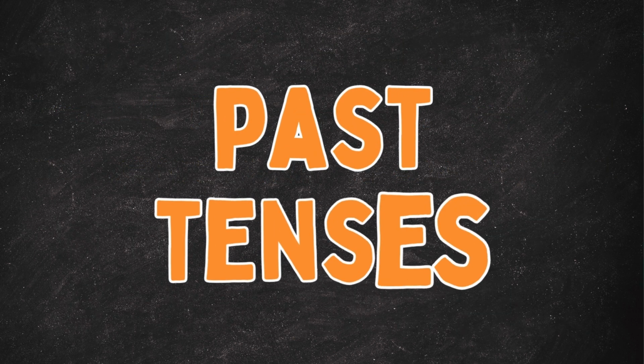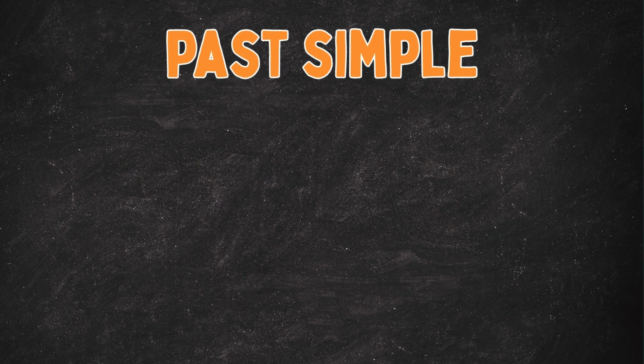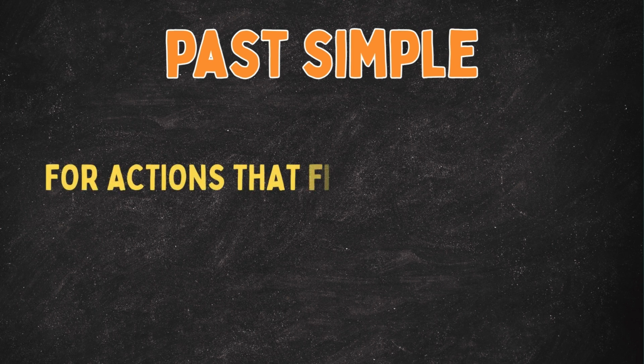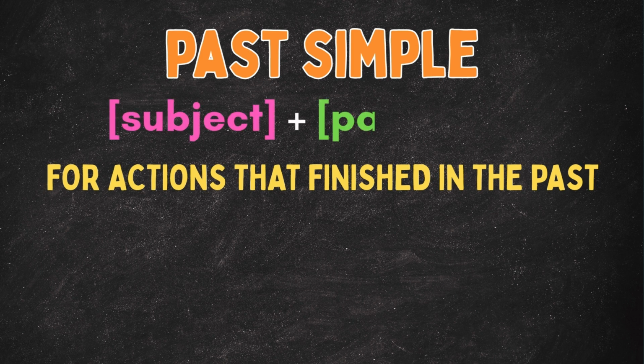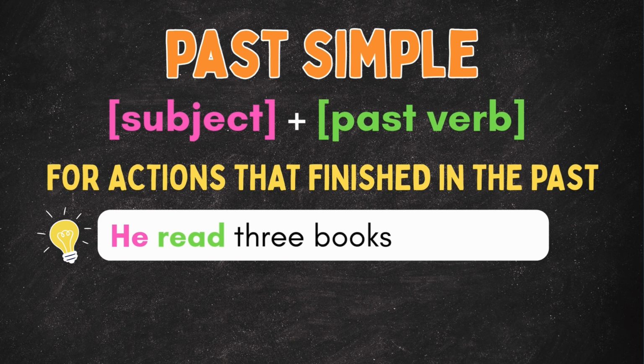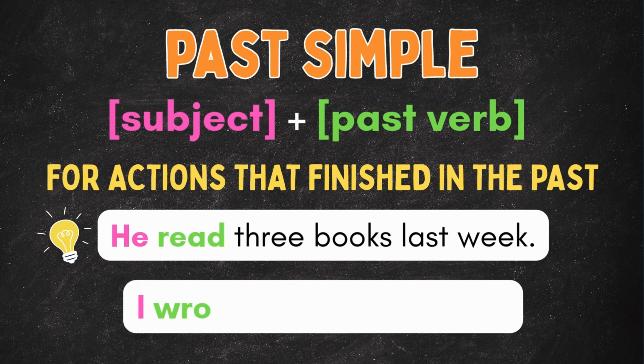Now the past tenses. Past simple. The past simple is used for actions that finished in the past. The sentence structure consists of subject plus past tense verb. For example, he read 3 books last week. I wrote a letter yesterday.